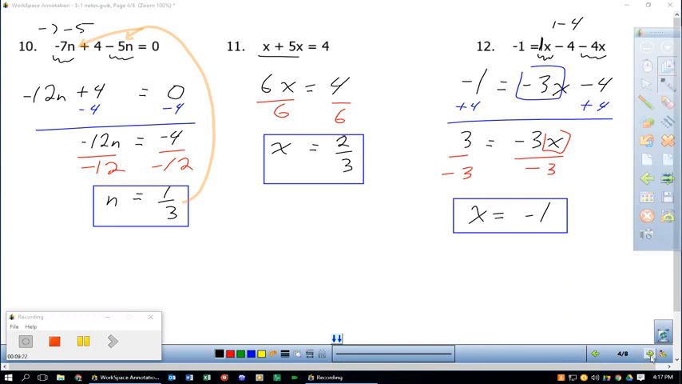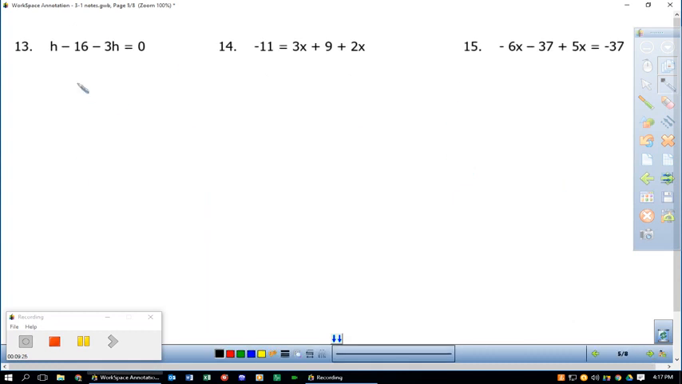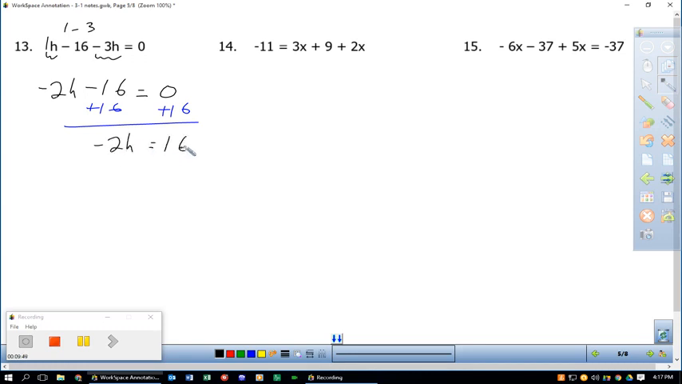Okay, number 13. Combining our like terms, we have h and negative 3h. So 1 minus 3, that's negative 2. So negative 2h minus 16 equals 0. Adding 16 to both sides, well, that's clearly going to be 16. And so we get negative 2h equals 16, because these two are a 0 pair. As always, that's our goal. Then dividing by negative 2, we find that h equals -8.